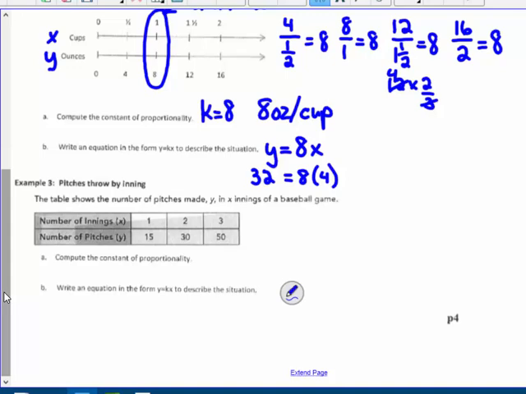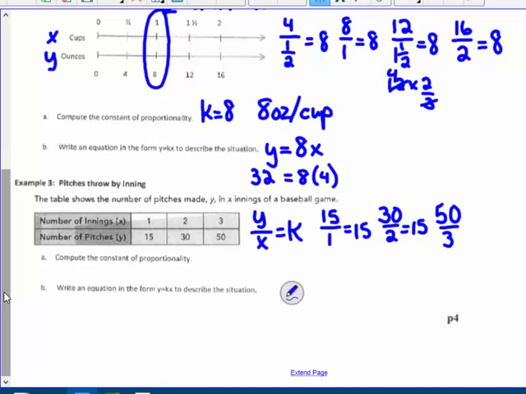So y divided by x. It's always y over x equals k. My bottom number here, y, has the pitches. So 15 divided by 1, that's 15. 30 divided by 2, that's 15. 50 divided by 3, that's not 15. That's 16 and 2/3.